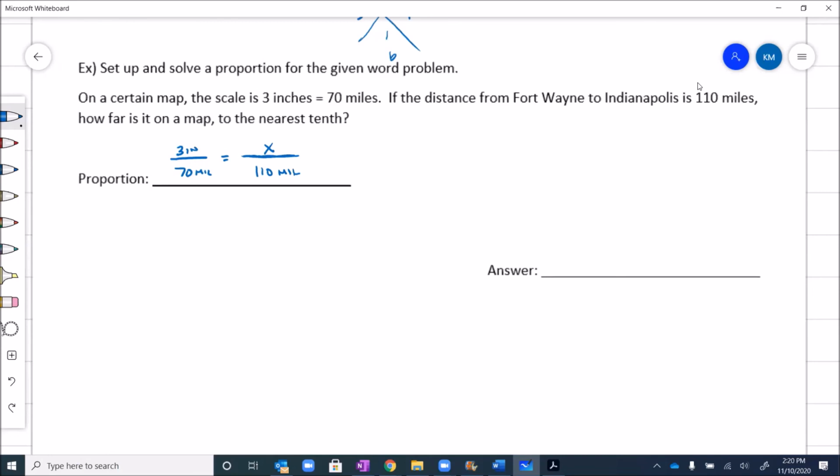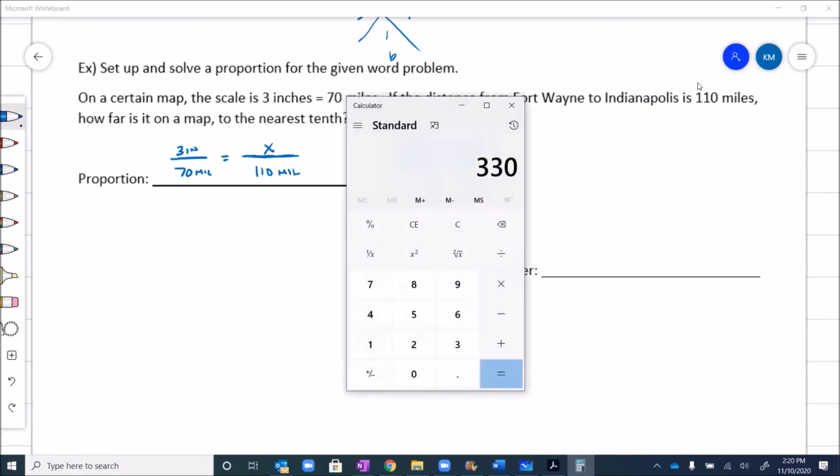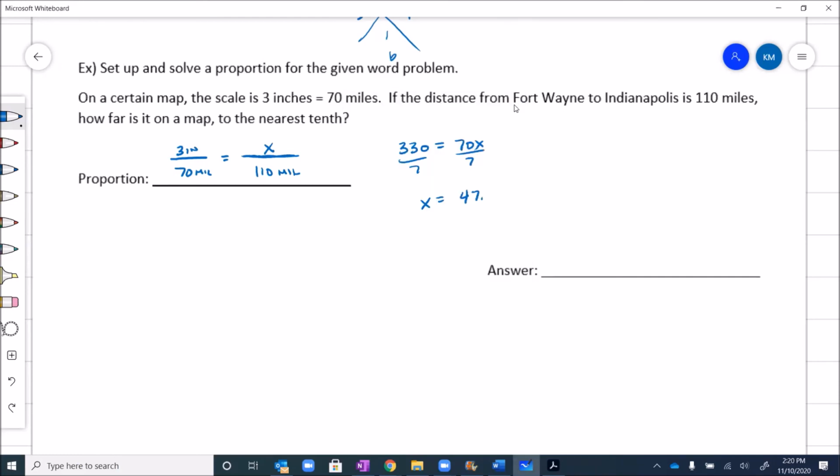Now I can solve for x, and I'll do that by cross multiplying. 3 times 110 gives me 330. X times 70 gives me 70x. Divide both by 70. And so x should be 47 point, let me do that on a calculator. 330 divided by 7, 47.14. Okay, and then the directions tell us to the nearest tenth. So on our map, it should be 47.1 inches away.